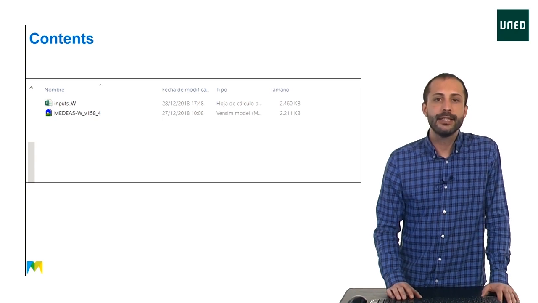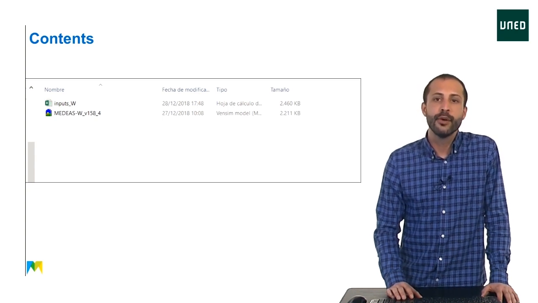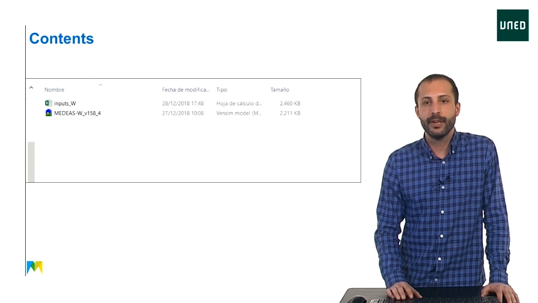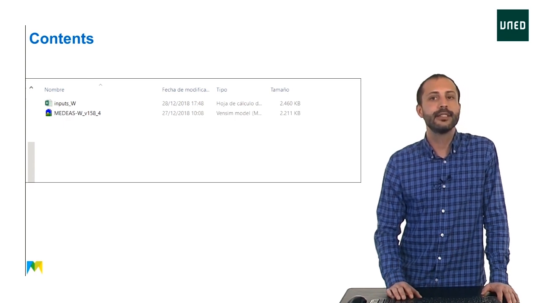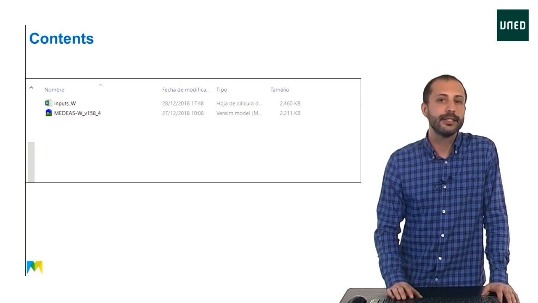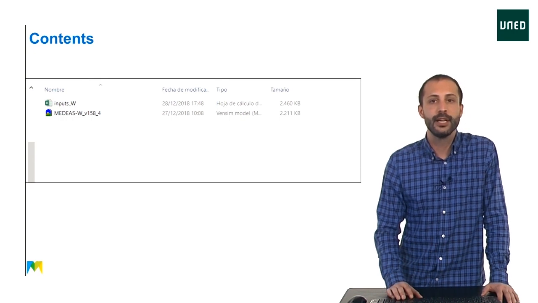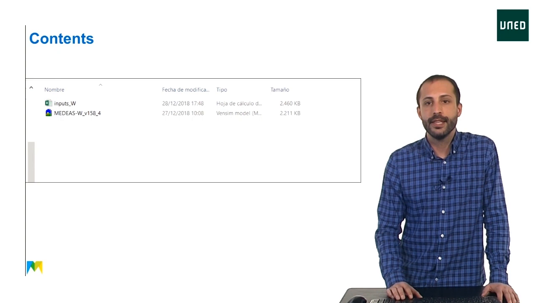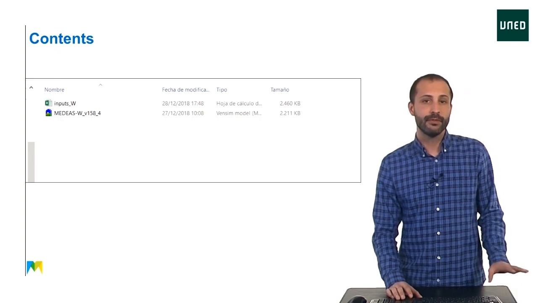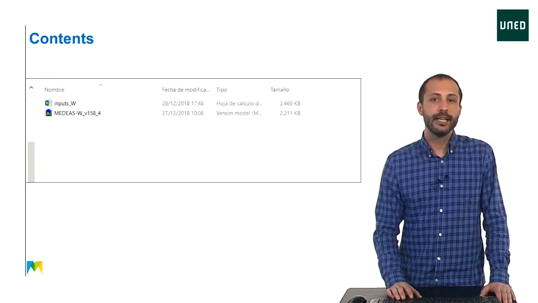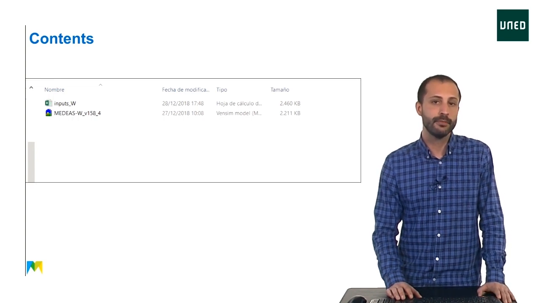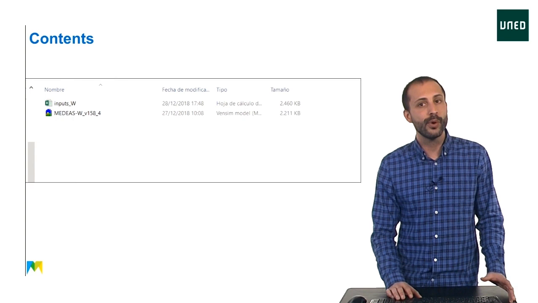MEDEAS software needs an external spreadsheet file with the inputs required to define parameters, constants, policy targets, and scenarios. This file is the one named inputs, low dash, and the uppercase initial of our geographical model. In this case, we will use inputs W for MEDEAS world scenarios. First of all, make sure the inputs file is in the same folder as your MEDEAS module file. Otherwise, it won't work.